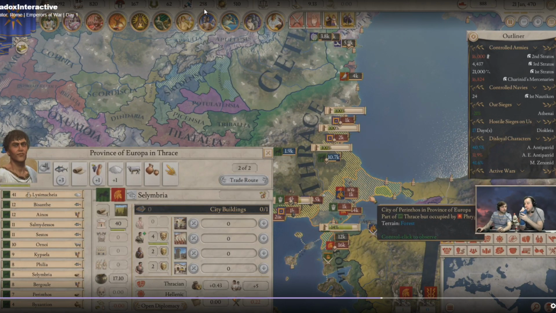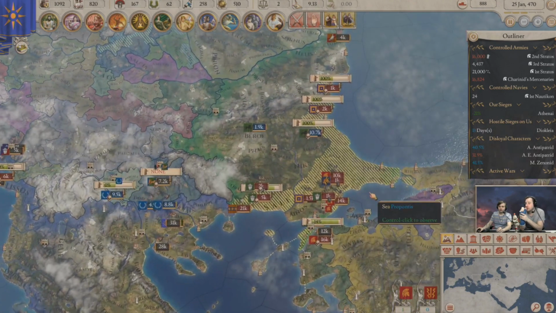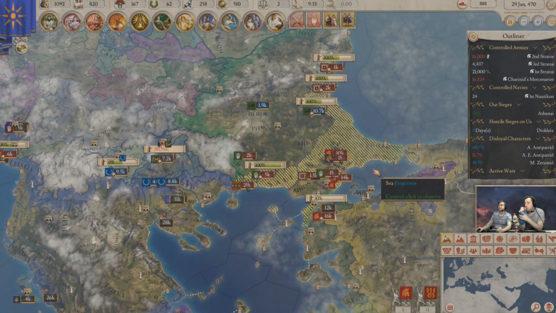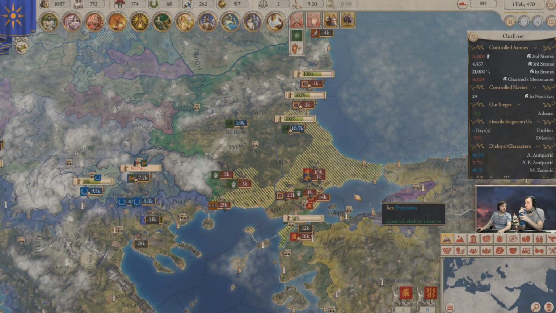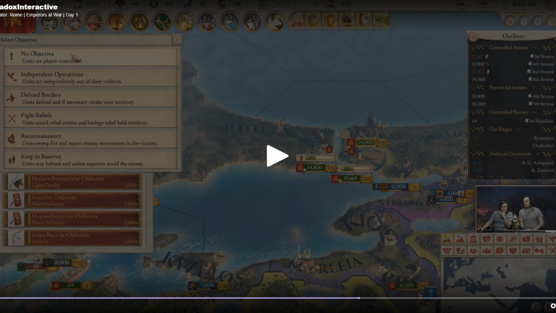So some things that we've learned in this stream that maybe have been spoken about before, but I can't remember, so I'm just going to go over it anyway. First off, we've got this screen here. This is the Automate Armies screen. So you can see here that when you're trying to automate your armies, you can choose no objective. You can have independent operations, so units act independently out of their own volition. I don't know really what that's going to entail, like what the unit will actually do, but anyway. Maybe they'll just act like random AI, like vassals or something that you haven't got set to anything.